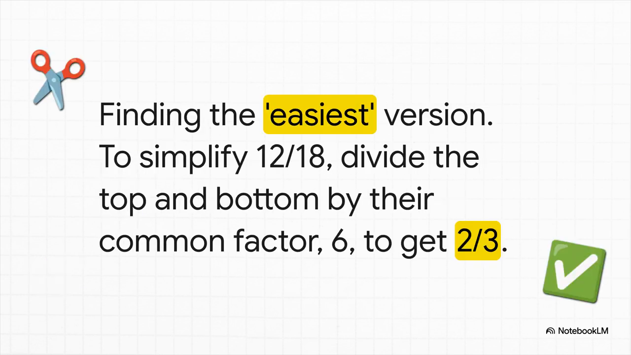So because fractions can be written in so many different ways, we often want to find the simplest, most cleaned up version. We call this simplifying. So let's take a clunky-looking fraction like 12/18. To make it tidier, you find the biggest number that divides perfectly into both the top and the bottom. In this case, that number is 6. You divide both by 6, and you get the much neater, simpler fraction, 2/3.